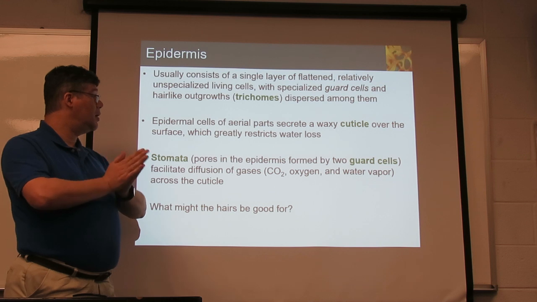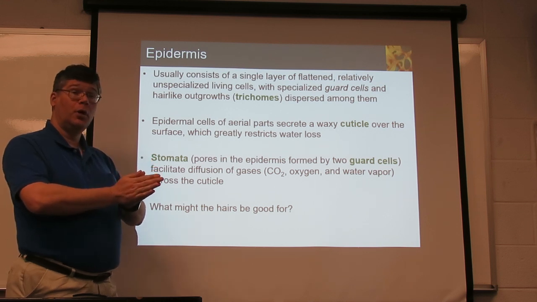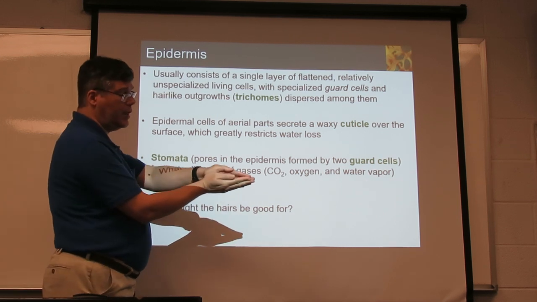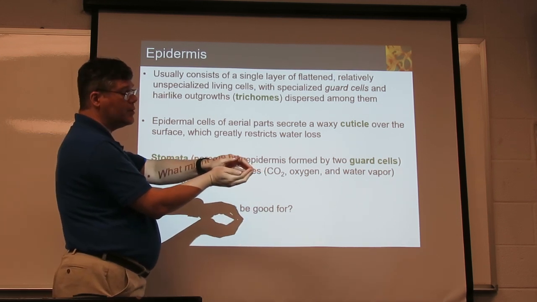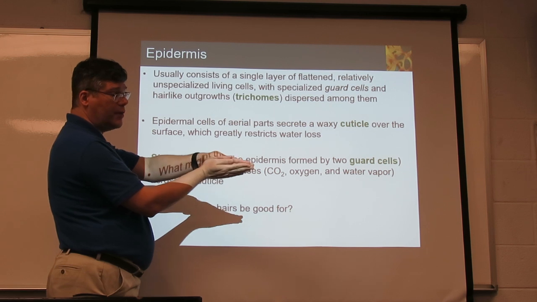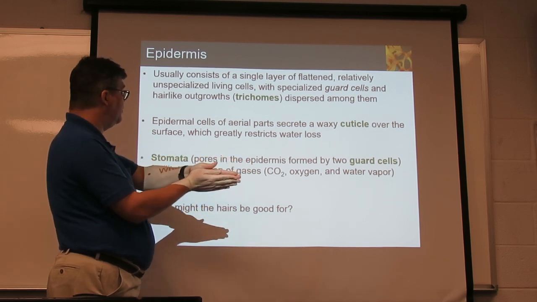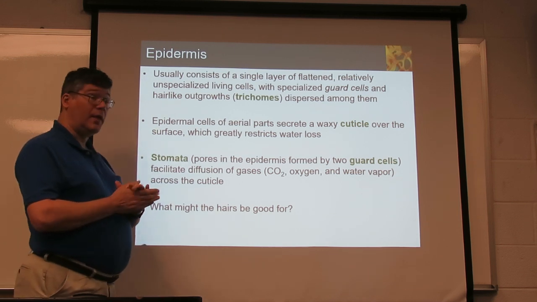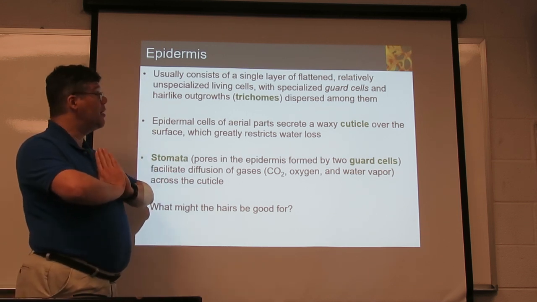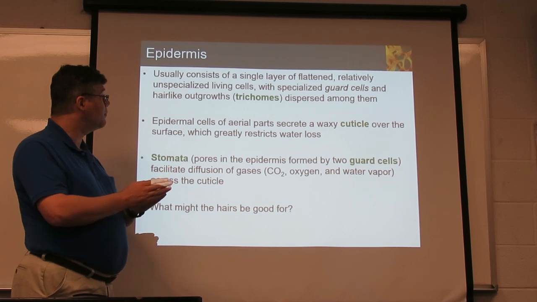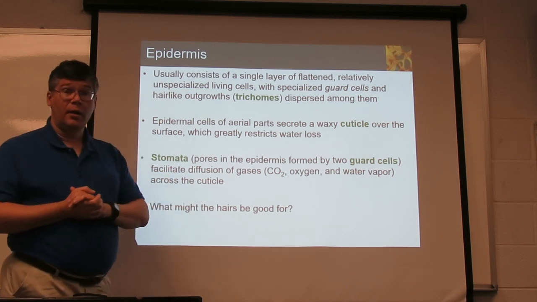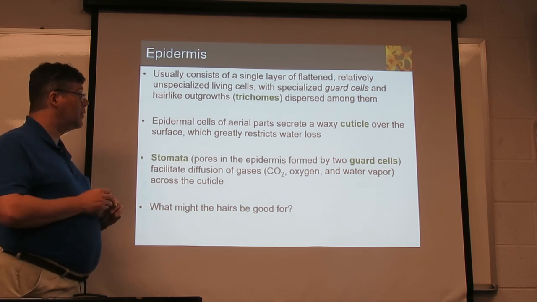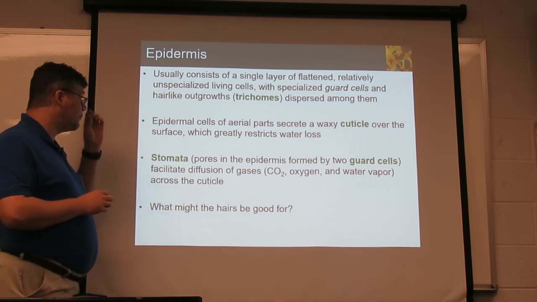There are some cells that are able to move a bit to basically open and close. And so these cells are known as guard cells on either side of the stomata, the pores, that the cells can either open or close. Many epidermal cells also have hair-like structures on them called trichomes, and these have a variety of functions.